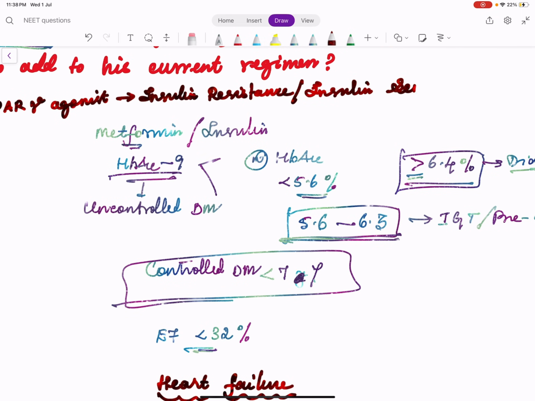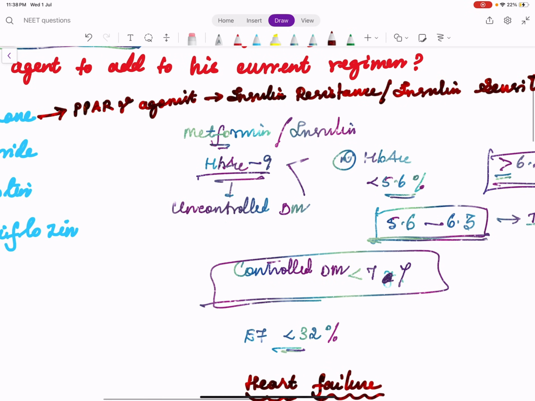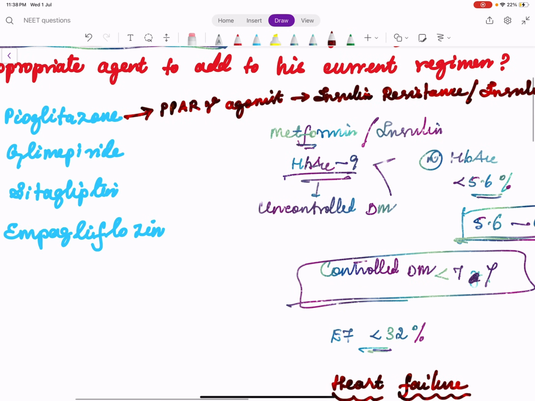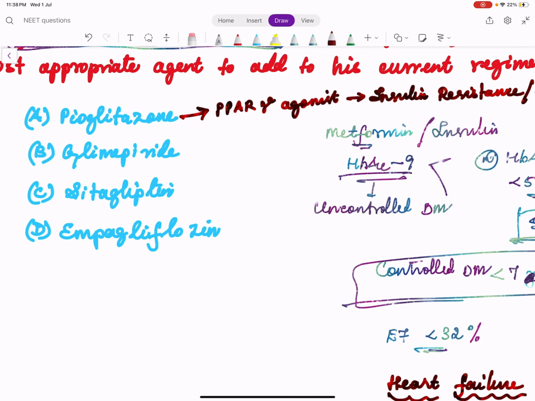If someone asks you which are the insulin sensitizers, or which are the drugs used for insulin resistance, we have two. One is metformin and the other one is the PPAR gamma agonist. Remember, there is another category of drug called PPAR alpha agonist. These are actually drugs used in dyslipidemia, hypercholesterolemia.